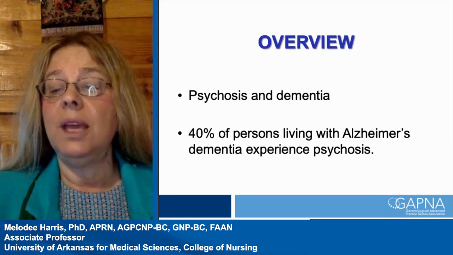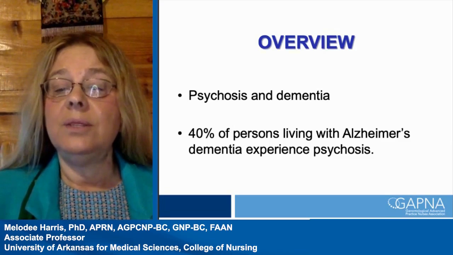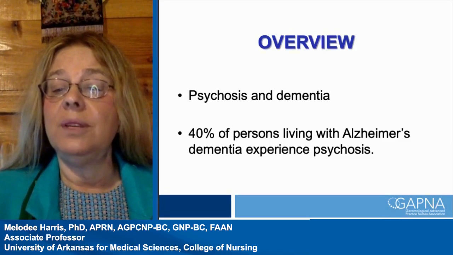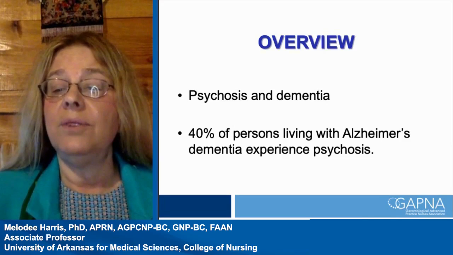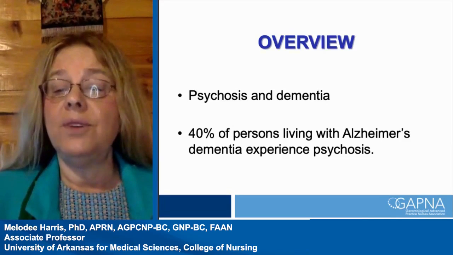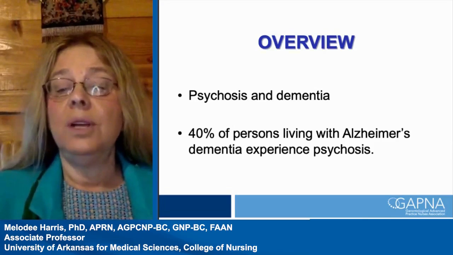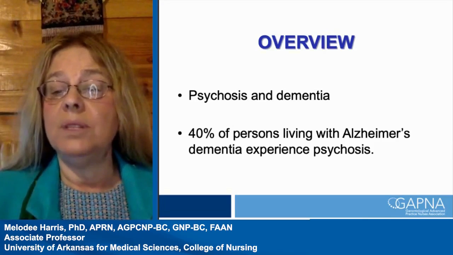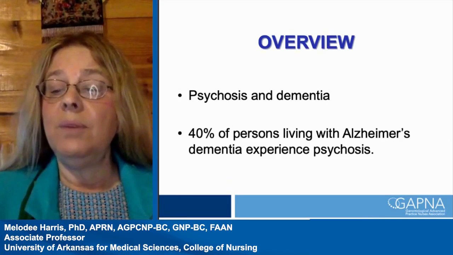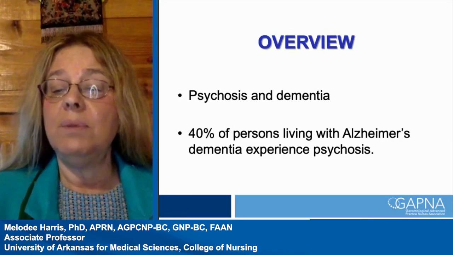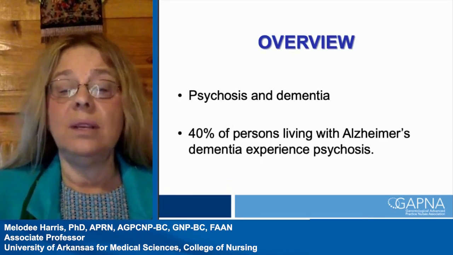Psychosis may be an indicator of delirium that is associated with an underlying physical illness or a serious and persistent mental health condition, such as schizophrenia. Psychosis is also a very common feature in a major neurocognitive disorder. Dementia is a major neurocognitive disorder. Approximately 40% of persons living with Alzheimer's dementia experience psychosis. Persons living with dementia and psychosis may receive the incorrect diagnosis of schizophrenia.